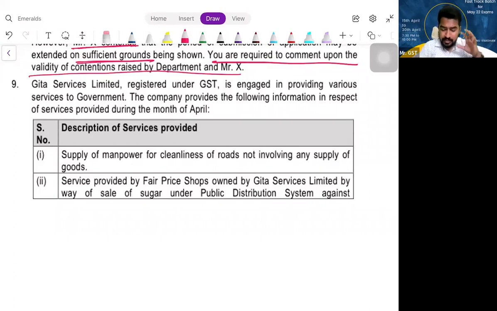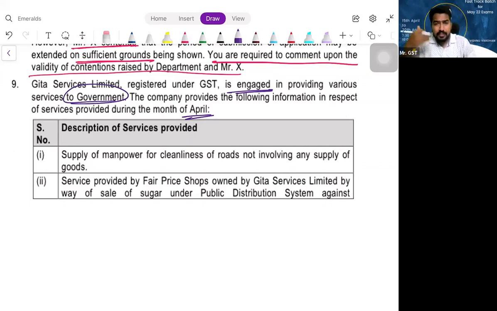Geeta Services Limited, registered under GST, is engaged in providing various services to government. The company provides the following information in respect of services provided during the month of April. So this is something related to the month of April, and they are engaged in providing services to government. Right? Yes. So what is the first type of service they have given?